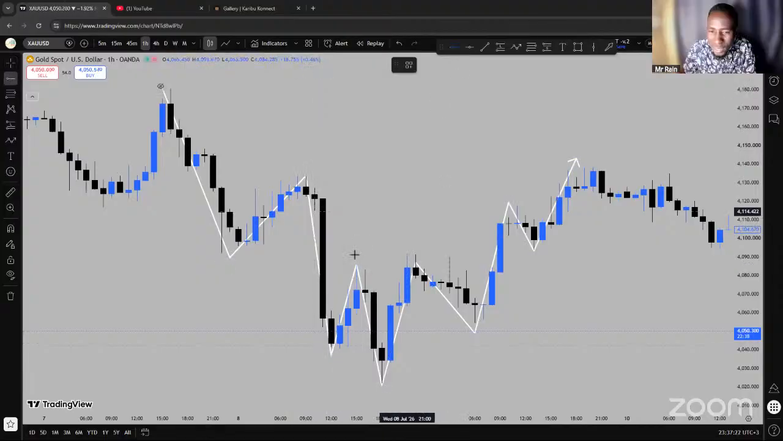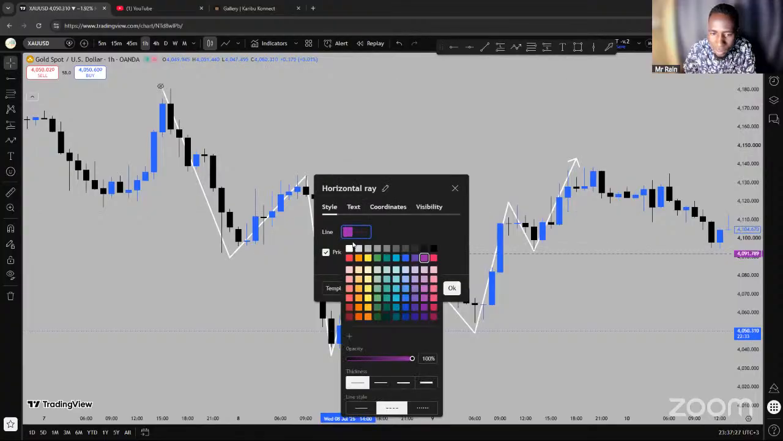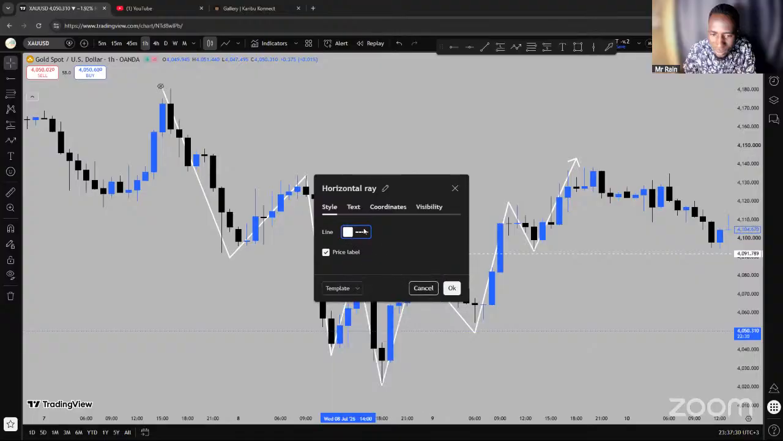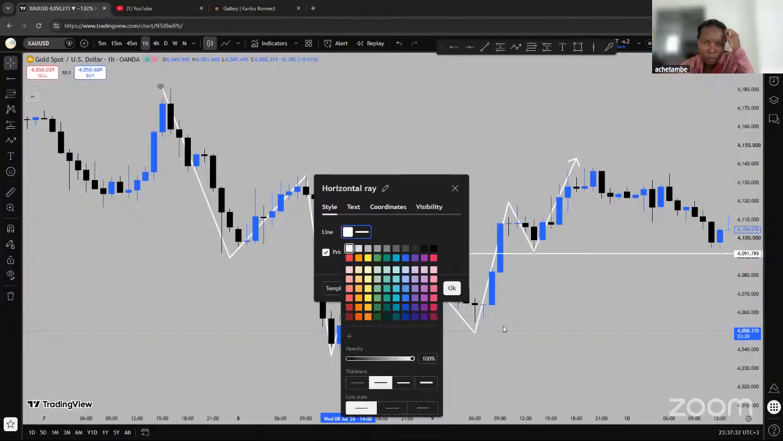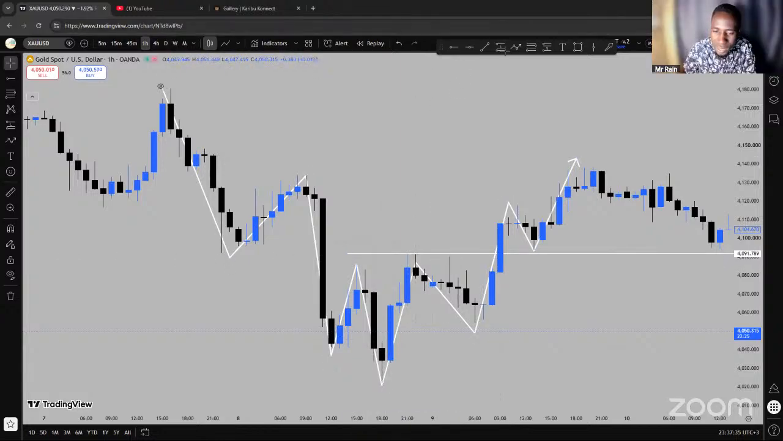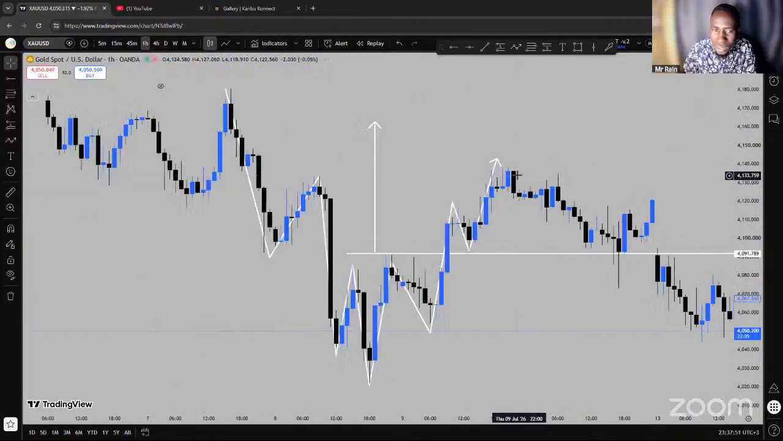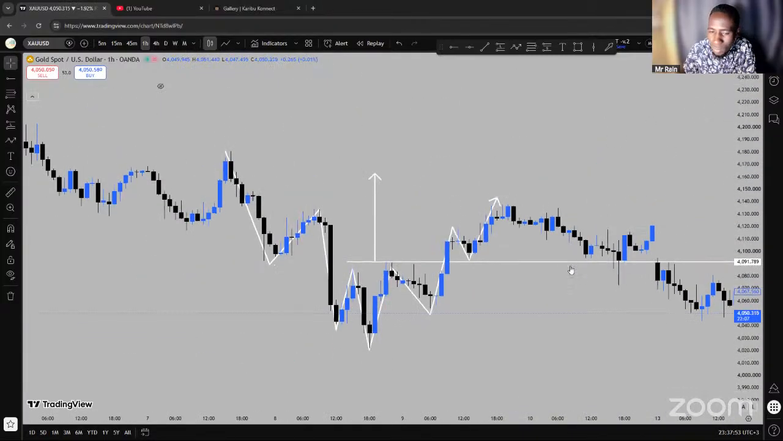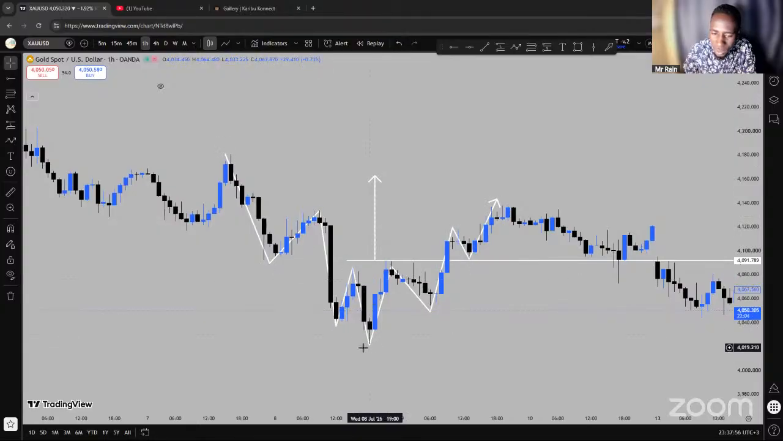So what I normally do, I normally put my line up here on the neckline. I hope you guys are seeing this line. Then I'll take my tool, let me use this one. From here to here, I will measure that, and then I will check if I take a trade, where will be my take profit. So I normally go the distance of this head, from the head to the neckline.